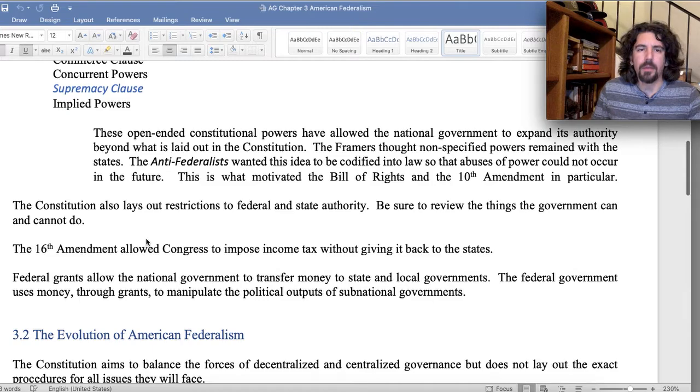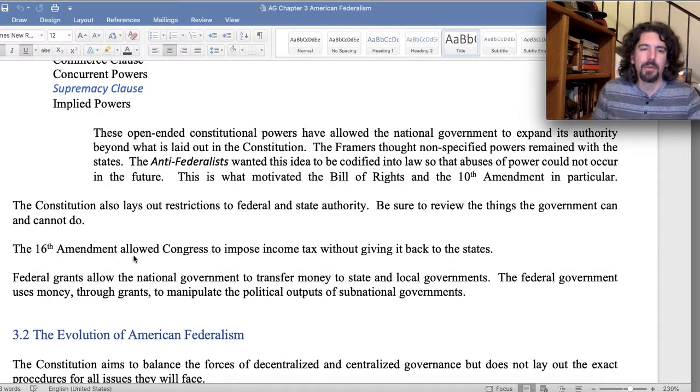The Constitution lays out restrictions at the federal and state level. Be sure you review things. So again, this key term here that's in the blue, the Supremacy Clause, you really want to know what that is. It basically says at the end of the day, the Constitution is the highest law of the land. It's supreme over, say, state laws. And we still argue about this as different issues come up.